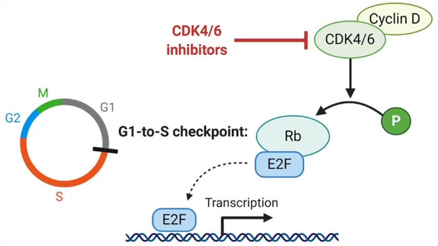So the main adverse reaction associated with CDK4/6 inhibitors, such as palbociclib, is bone marrow suppression. Exactly. One of the main side effects of CDK4/6 inhibitors.